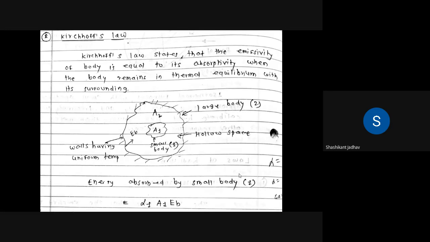Then we have discussed Kirchhoff's law. What is meant by Kirchhoff's law? Kirchhoff's law states that the emissivity of a body is equal to its absorptivity when the body remains in thermal equilibrium with its surroundings.